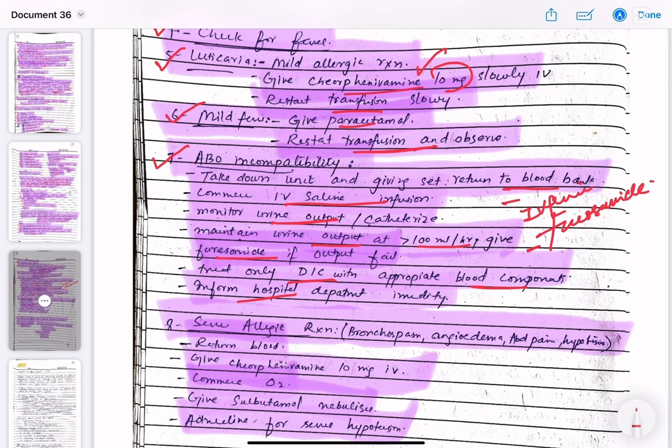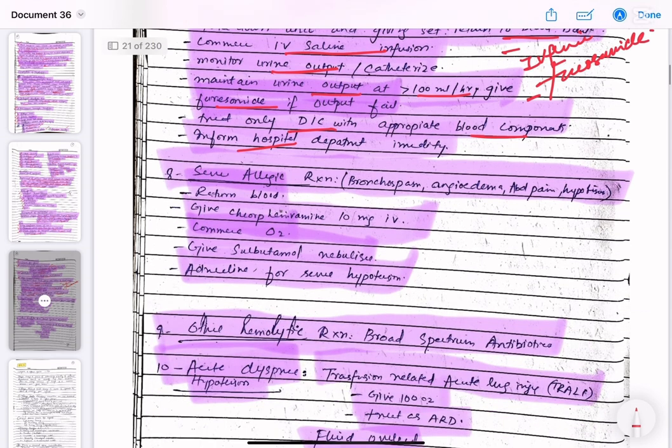Now in case of severe allergic reaction, that is bronchospasm, angioedema, abdominal pain or hypotension, return the blood, give chlorpheniramine 10 mg and O2, give salbutamol nebulizer and adrenaline for severe hypotension. Okay, this is the ABO incompatibility.